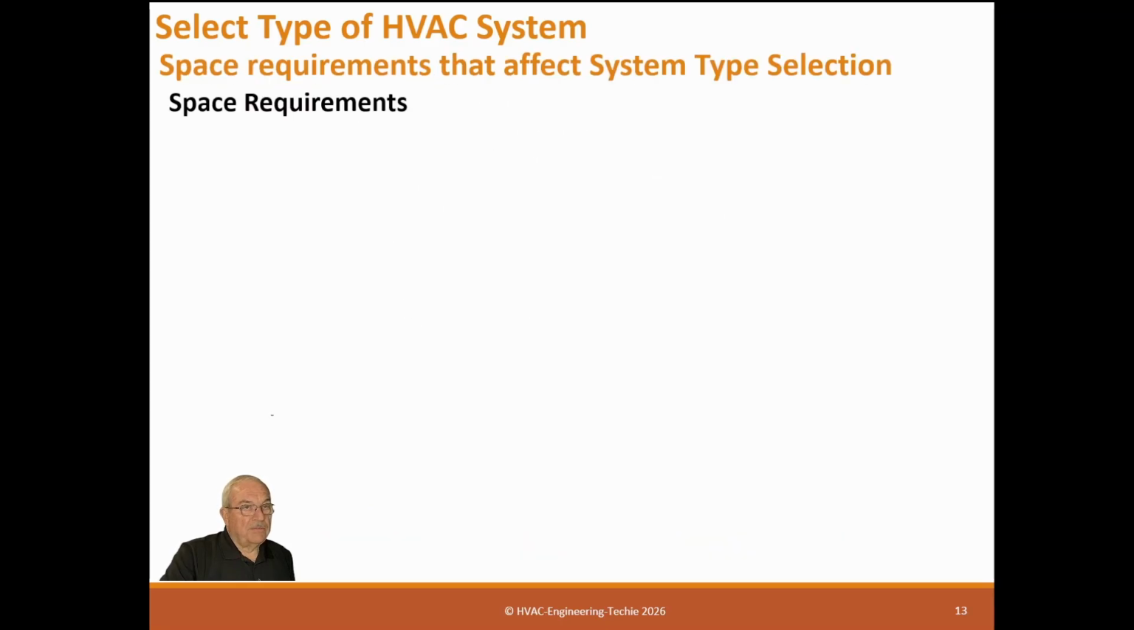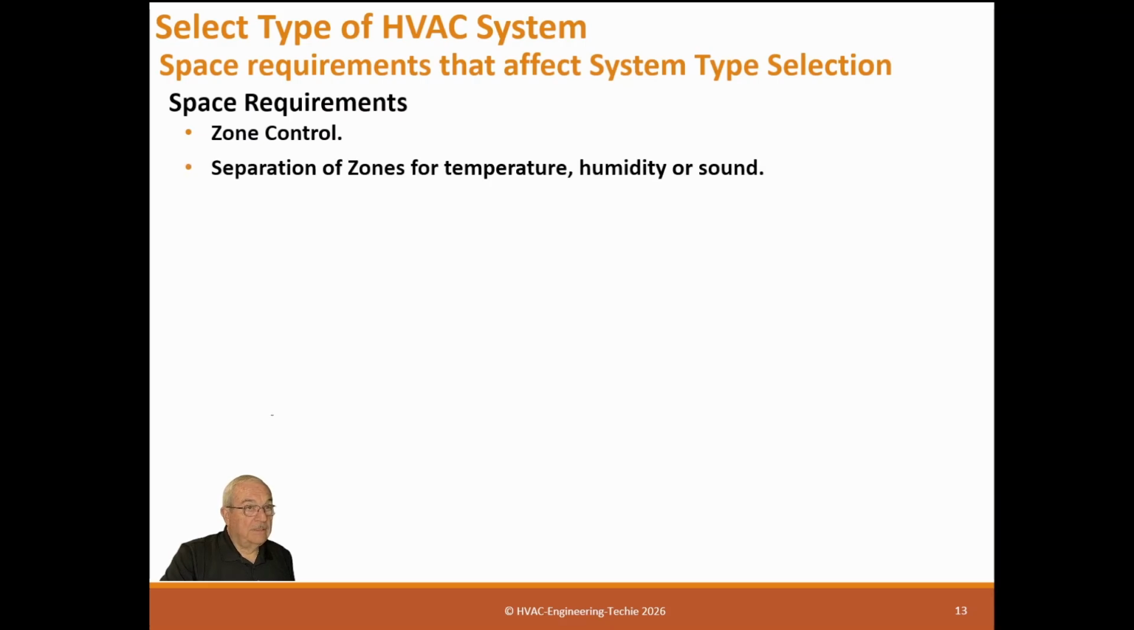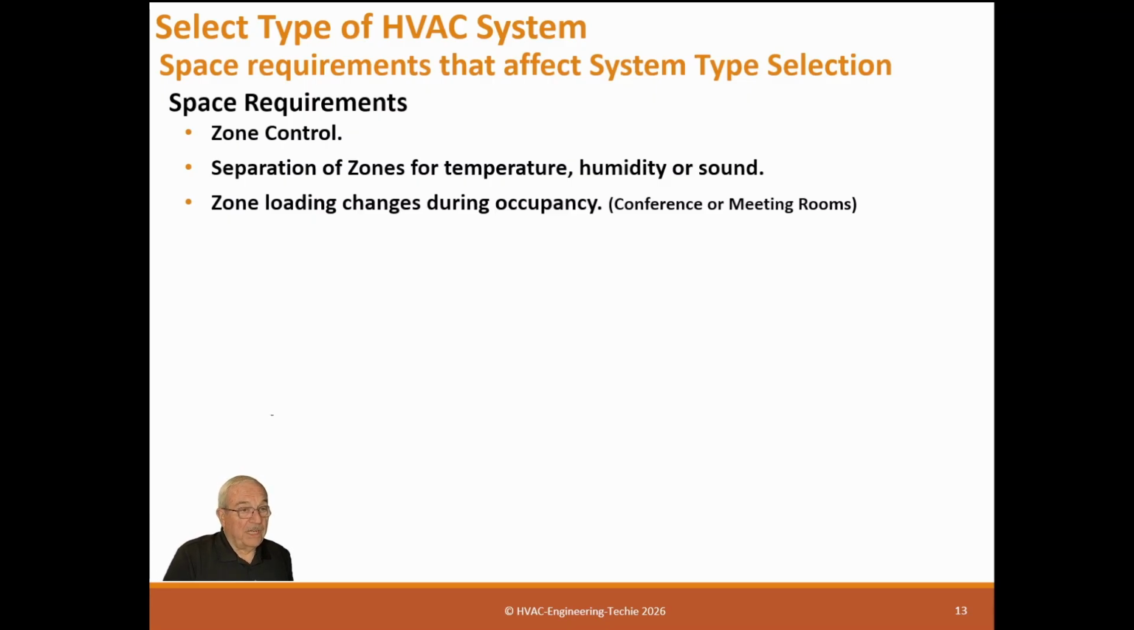Space requirements that affect system type selection. Space requirement, zone control, that's important. Separation of zones for temperature, humidity, or sound. Zone loading changes during occupancy. So if you have people moving around the building for whatever reason, a big conference room and they come at one time, well then that affects the load. Amount of required system maintenance in the space.